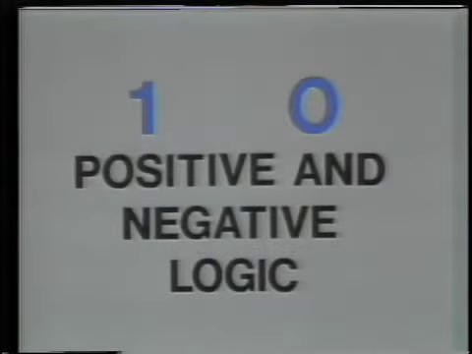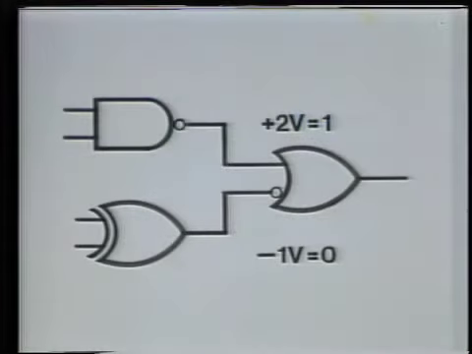Next, I'd like to talk to you about positive and negative logic. We talked about using 1s and 0s as the 2 logic conditions for our logic discussions. And as I'm sure you're aware, in most of the logic diagrams we deal with in the real world, we work with voltage levels rather than 1s and 0s. We use voltage to represent logic 1s and 0s. For example, we might use a plus 2 volt level to represent a logic 1, and a minus 1 volt level to represent a logic 0.